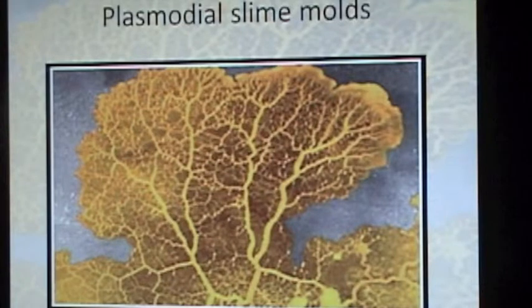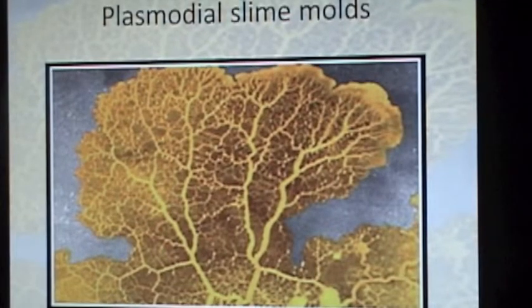Plasmodial slime mold involves numerous individual cells attached to each other, forming one large membrane. This supercell is essentially a bag of cytoplasm containing thousands of individual nuclei. They range in color from a bright yellow to a more camouflaged brown.